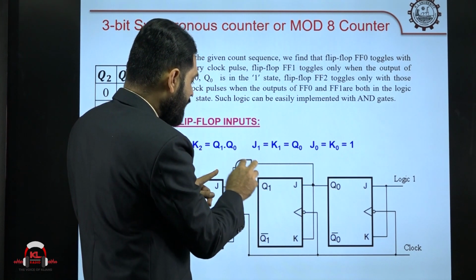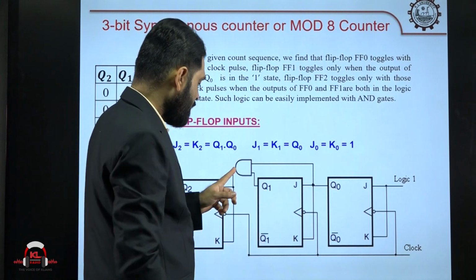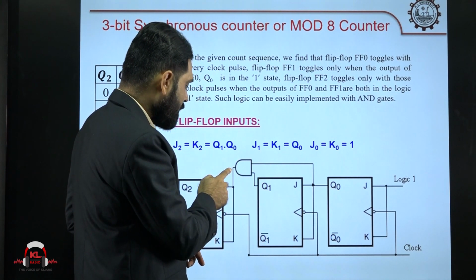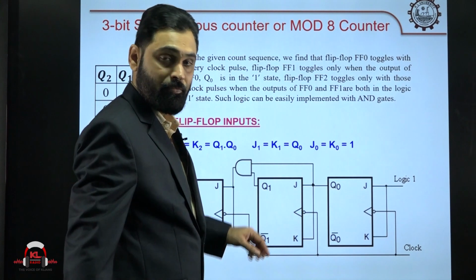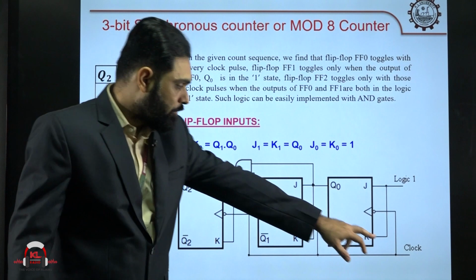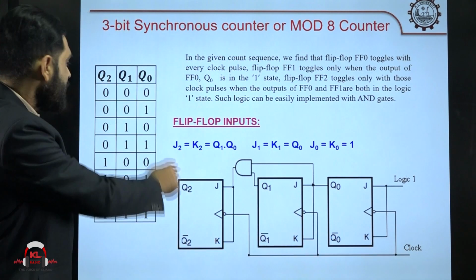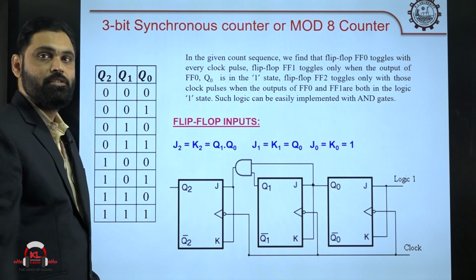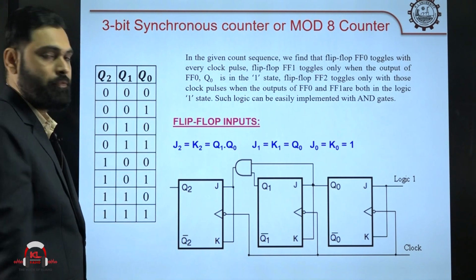These two are connected to an AND gate because the relation is a product here, and the output of the AND gate is connected here. That means J2, K2 is nothing but Q1 into Q0. Like that we have to make the arrangement. Now if you give the clock pulse, for the first clock pulse you will get 000, second clock pulse 001, next clock pulse 010, like that you will get all this sequence of values.